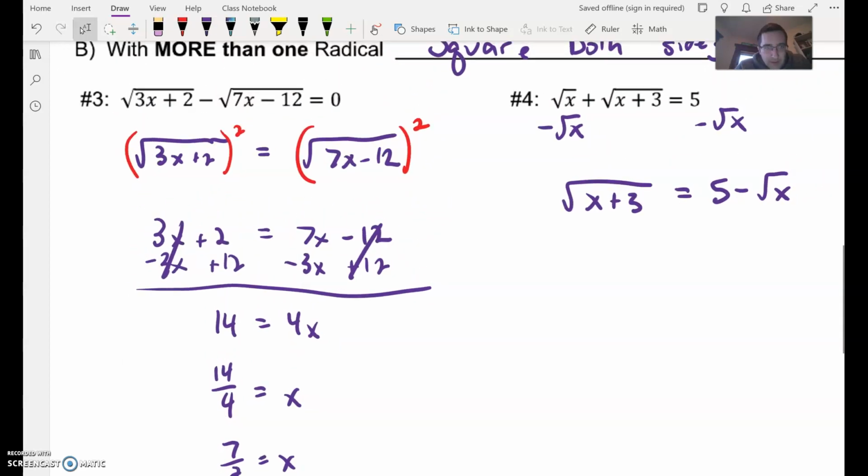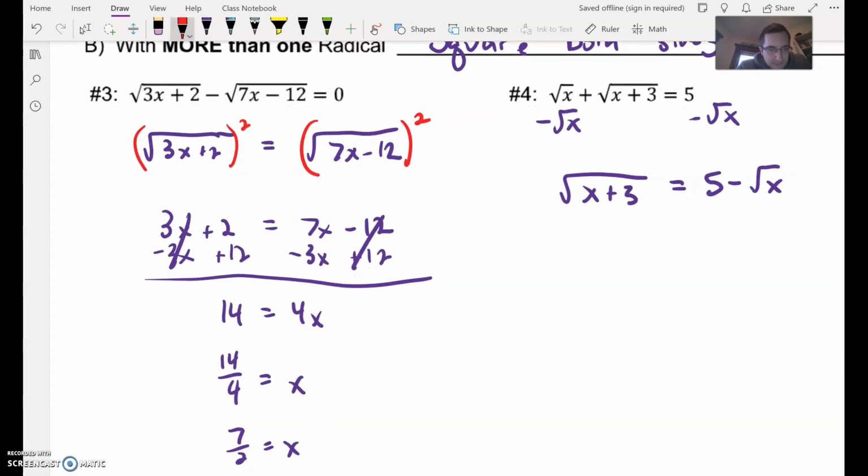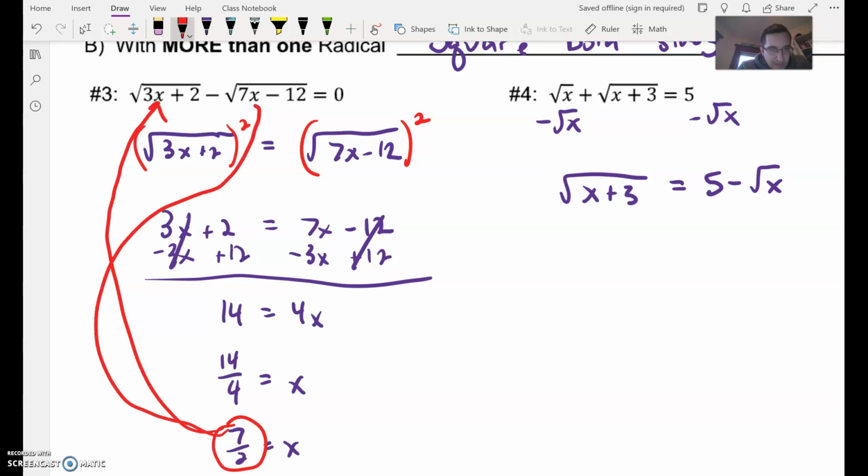Okay. We go back and check it. I'll check it in a second. I'm running out of time in the video. But we would take 7 over 2, plug it in right there and plug it in right there and make sure this cancels out to be 0. Got to plug it back in, right?